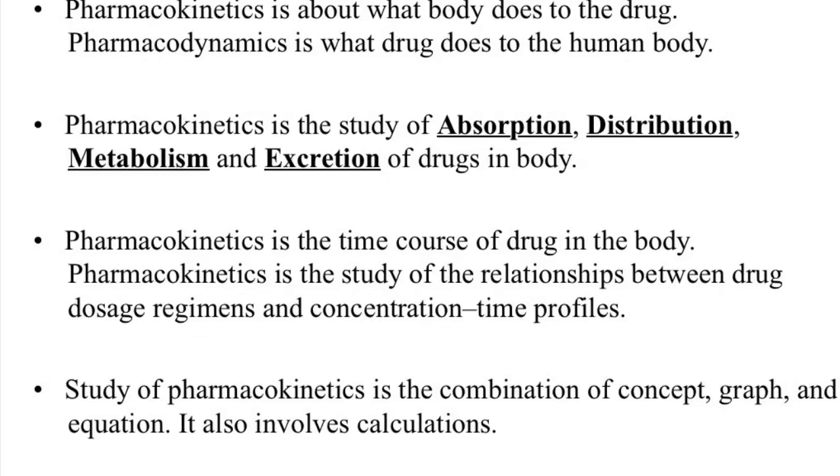Pharmacokinetics is the study of the relationship between drug, dosage regimen, and concentration-time profile. So a pharmacokinetics study is actually a combination of the concept, as I said, like where is the drug and how long the drug will be there, then the graph. You can draw a graph of concentration versus time profile, so you will understand what is happening to the drug, and also the equation. So basically this is the combination of the concept, graph, and the equation. In that way, pharmacokinetics is different from any other subject.